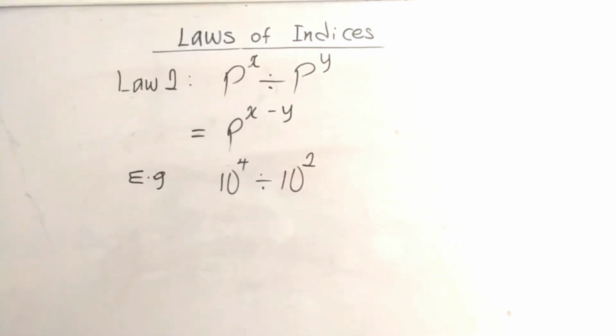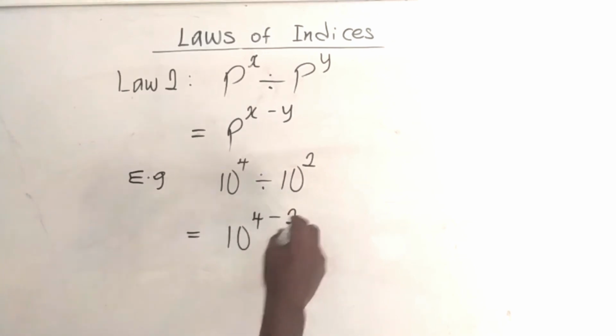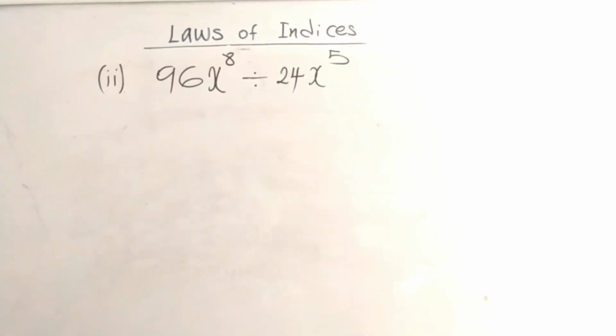10 raised to power 4 divided by 10 raised to power 2. Take the common base 10. Then subtract the powers from each other under the law of division. So we have 10 squared, which is 100. Let's go to another example under this law.